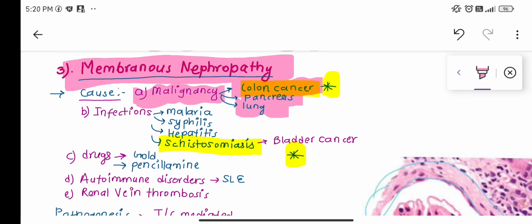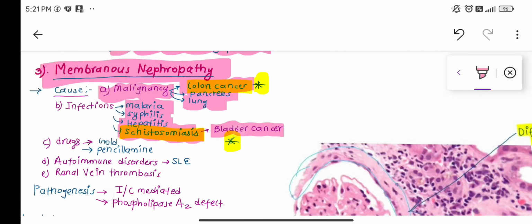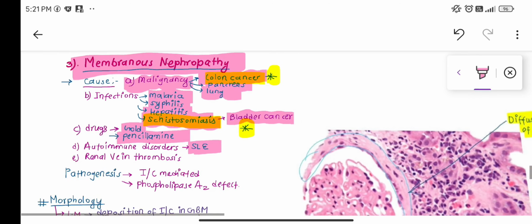Some infections like malaria, syphilis, hepatitis, schistosomiasis. Schistosomiasis is responsible for causing bladder cancer, that we have to deal with in the GIT pathology. And drugs, what are the drugs that may cause membranous nephropathy? Like gold, penicillamine. Autoimmune disorders like SLE, systemic lupus erythematosus, can also cause membranous nephropathy. Renal vein thrombosis may also lead to it.